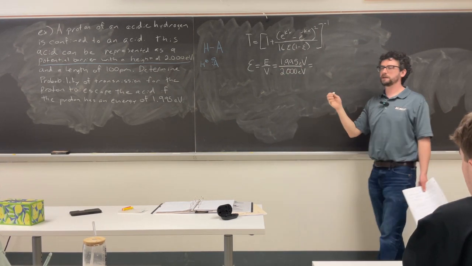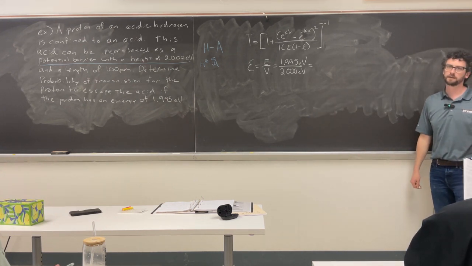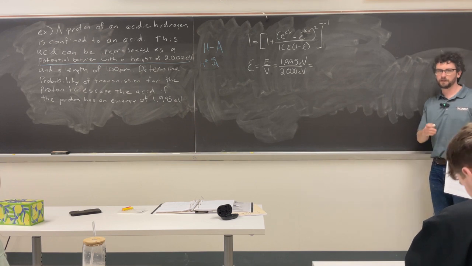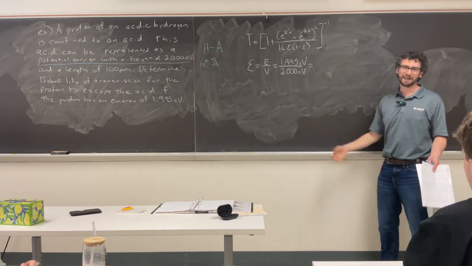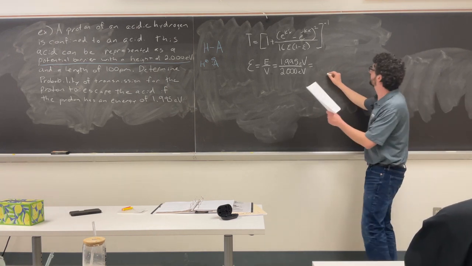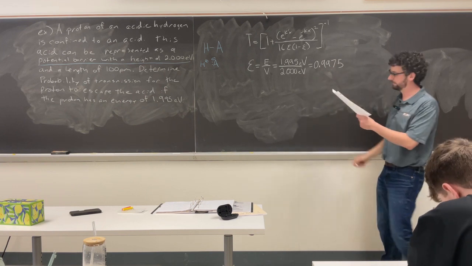Okay. When I do this math through, do I have to convert these units to anything fancy? Okay, Will's shaking his head no. Why no, Will? Yeah, they're going to cancel out. So it's really just a ratio. That ends up being 0.9975. Okay.